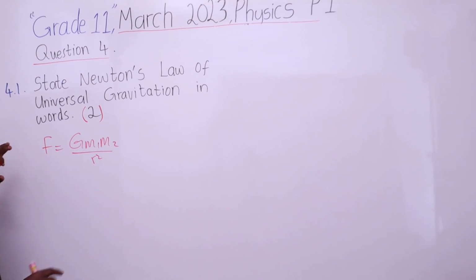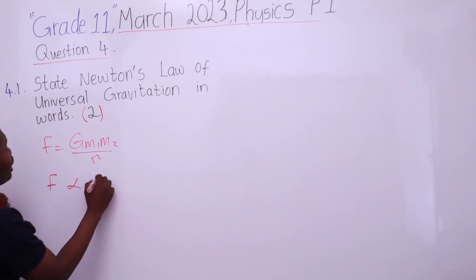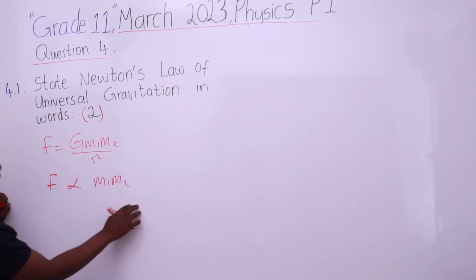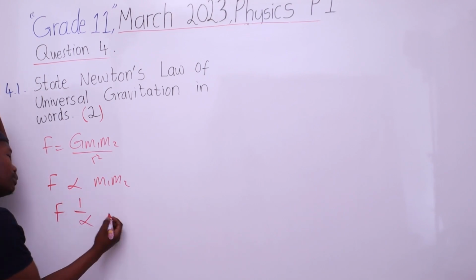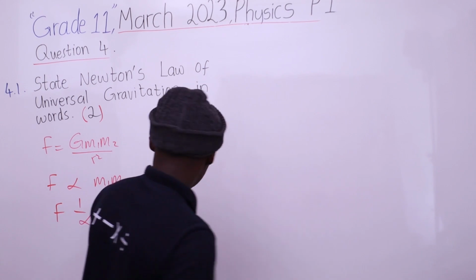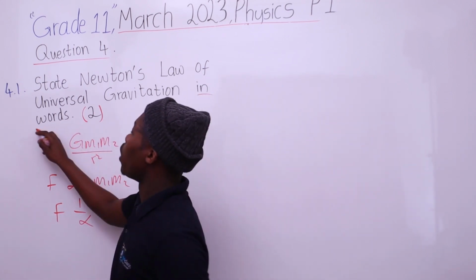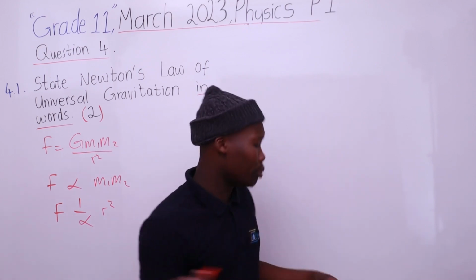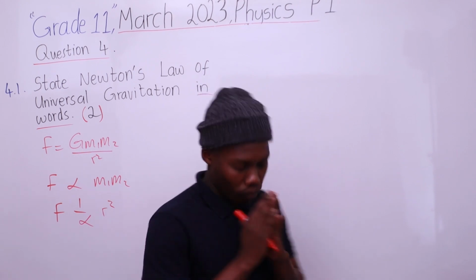Mathematically, the force is directly proportional to the product of the masses, and the force is inversely proportional to the square of the distance between the centers. But they said in words, so let us explain it before we write it.